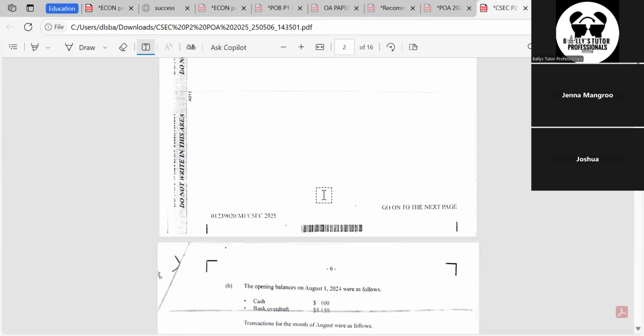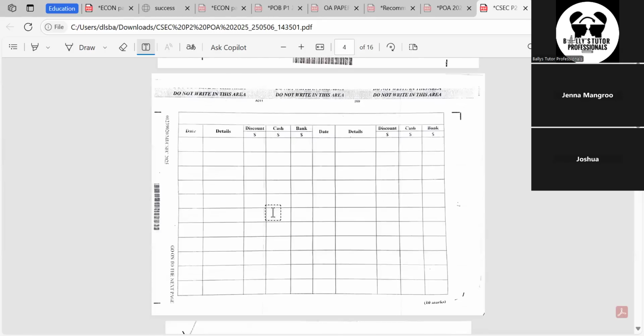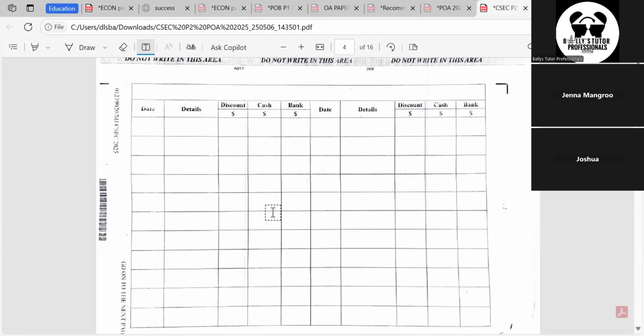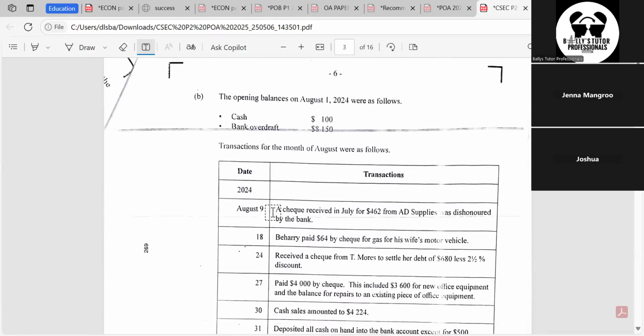And from here, they give us a cash book to do. You're also supposed to be able to do a cash book. Yes, sir. When you're doing a cash book for an exam, the very first thing you're going to look at before you go into the transactions is to see if it has any opening balances. So you'll know not to forget it, right?